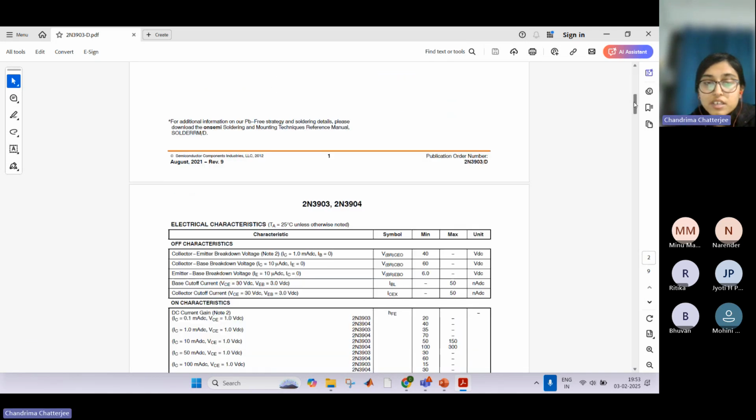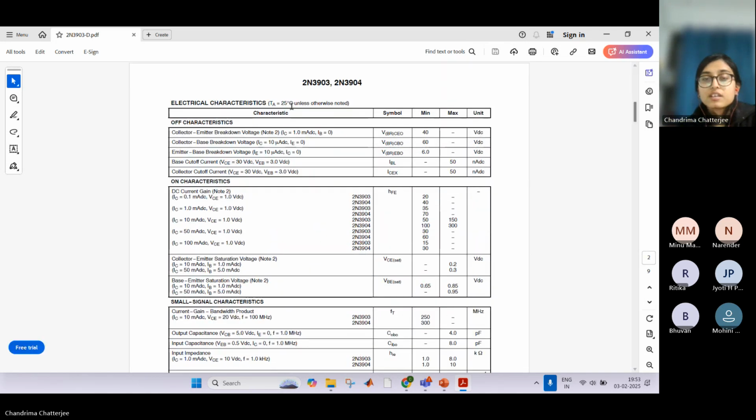Next we have some other parameters. Collector to emitter breakdown voltage. This is the voltage I was talking about. It is given as 40 volt DC. So the voltage which the device needs to block should be within 40 volt, not more than that. Then we have the collector base breakdown voltage, which is 60 volt, and the emitter base breakdown voltage, which is 6 volt.